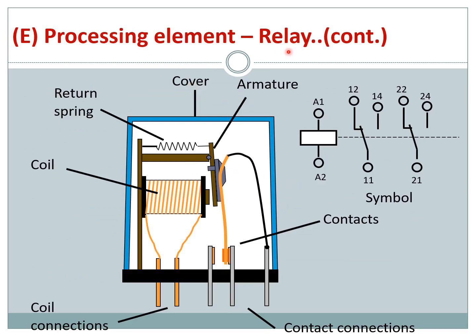Processing element: the relay. You can see this is an example of a relay that we can find in the normal market. You have a coil inside that is connected to the power. When the coil is supplied with electrical power, it will start to magnetize and move this element nearby to the coil or far from the coil. When it moves, it will switch contacts in order to allow a larger current or high voltage to be controlled.